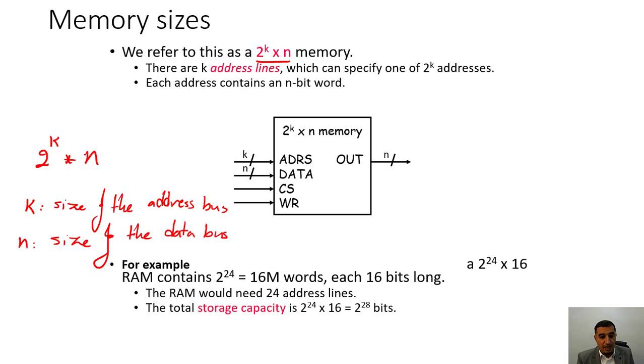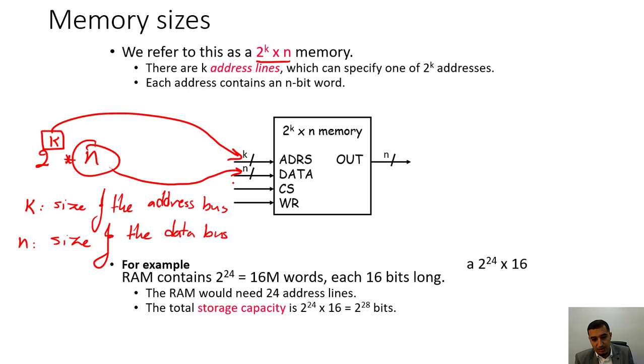Remember always that k is the size of the address bus, and that's why you can see it over here. N is the size of the data bus, and that's why you can see it over here. Then n is the size of the data, this is the data n and this is the output, and this is the address bus. Each address contains n bits of words.